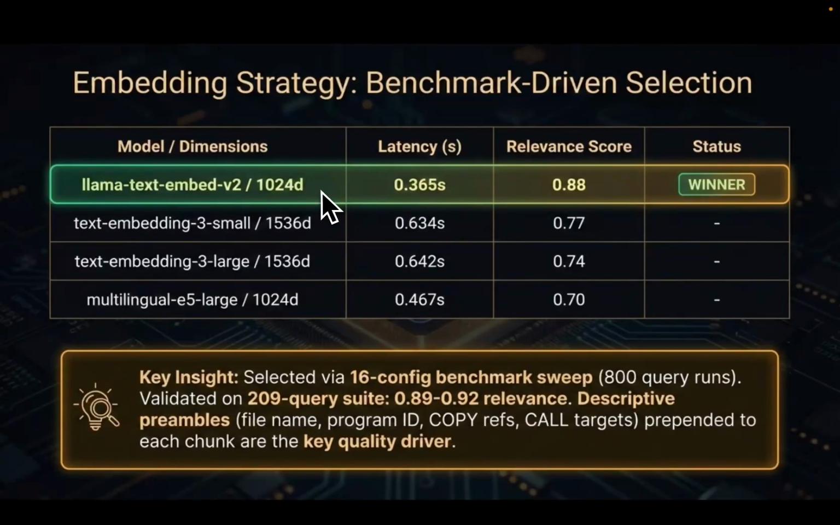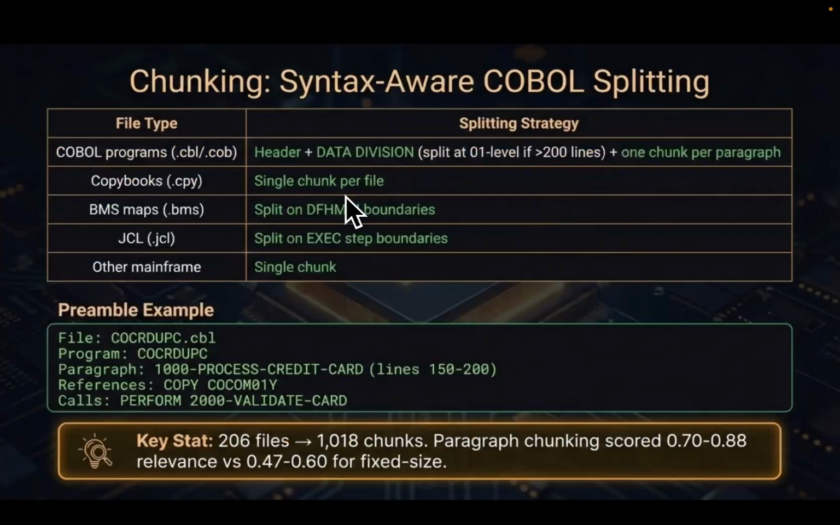The fastest model that we tested, or were able to settle on after testing, was Llama TextEmbed v2. Best latency, highest relevancy overall. We did 16 different index type model combinations, 800 query runs, and this one consistently came out on top.